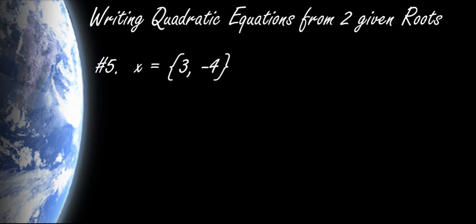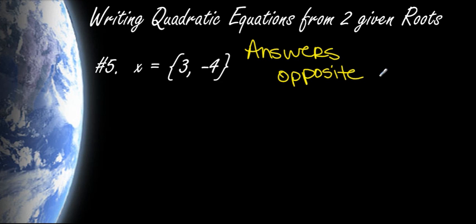Now this time we're going to talk about going backwards. Now if we go backwards, it's not a big deal. These are the roots. These are the answers. They have already had the opposite of the number in the parentheses. So if I want to write a quadratic equation from 2 given roots, all I have to do is put these back in the parentheses.